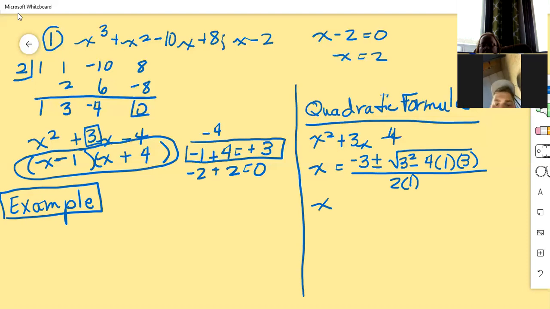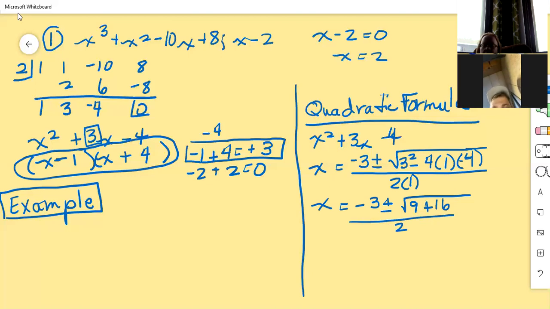x equals -3 plus or minus, and we're going to get 9 minus 4 times 3, 12. 4ac. Whoops, I made a mistake, Michael. This is actually going to be a -4 here. Oh, so that'd be plus 16. Yep, 9 plus 16, all over 2.